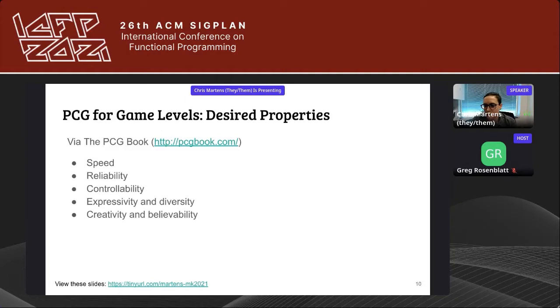Reliability basically means, can you always depend on the generator producing valid content that's playable? An unreliable generator might produce a lot of things that are basically garbage, but if you're doing that offline and you have the ability to curate or hand select examples, then you may not need as reliable a generator.